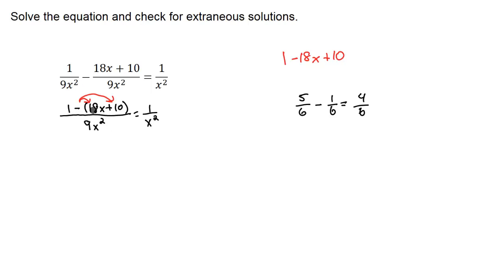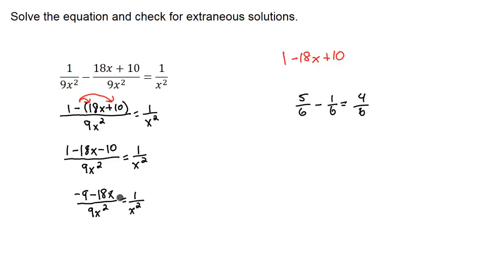In my next step, I'm going to actually take away these terms. So I'm going to have 1 minus 18x and then minus the 10, and I'm going to rewrite everything else. Now I'm going to combine like terms, so I have 1 minus 10, that's going to give us a negative 9 or minus 9, and then minus 18x, and then again I'm going to rewrite everything else.